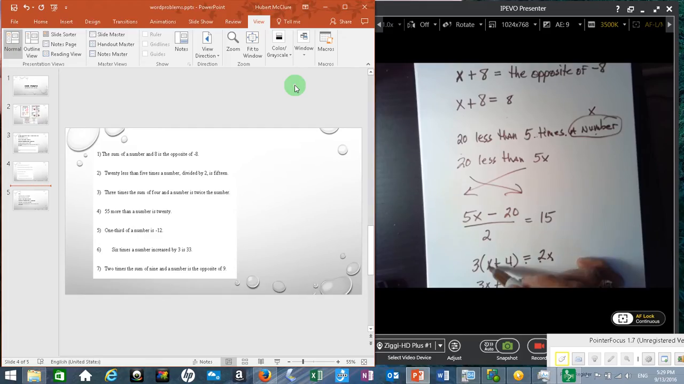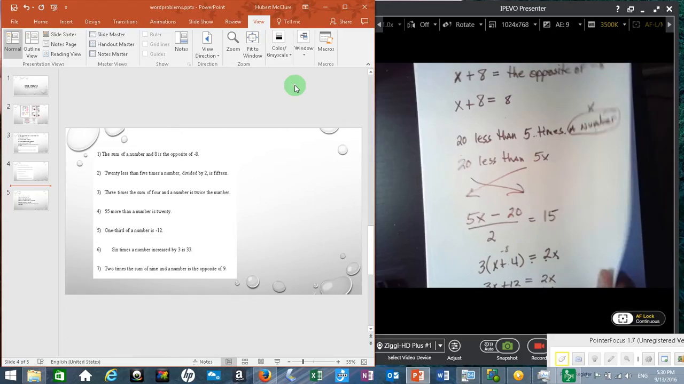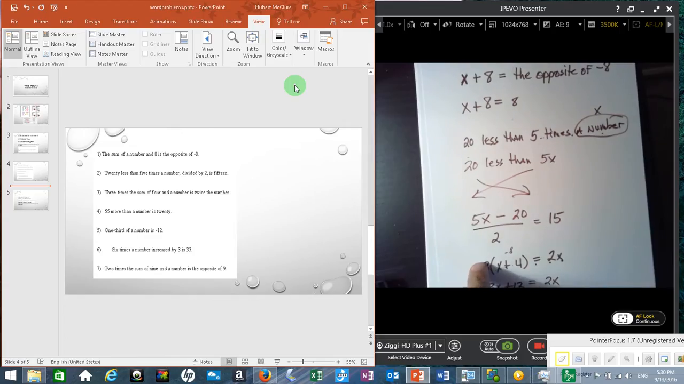Negative 12 plus 4 is negative 8. And negative 8 times 3 is negative 24. And negative 12 times 2 is negative 24. The next one.